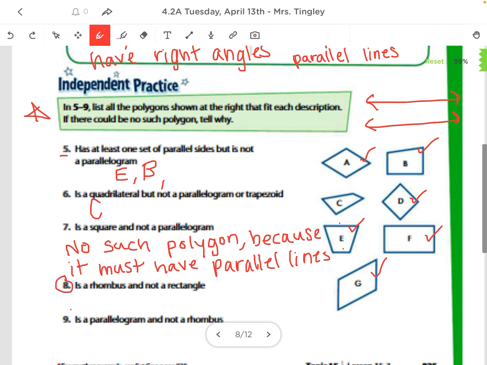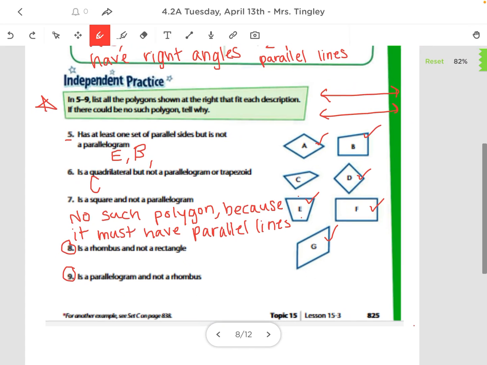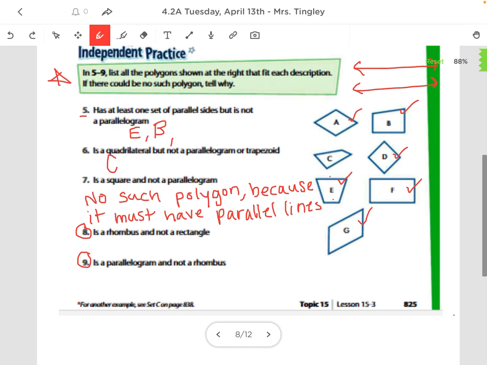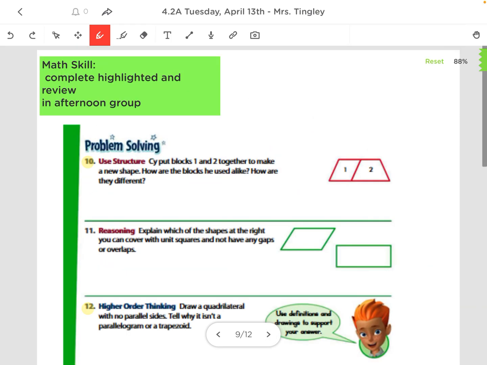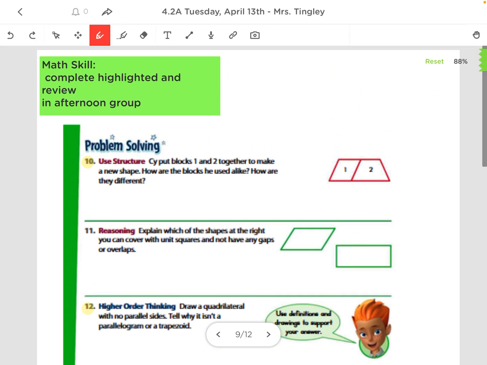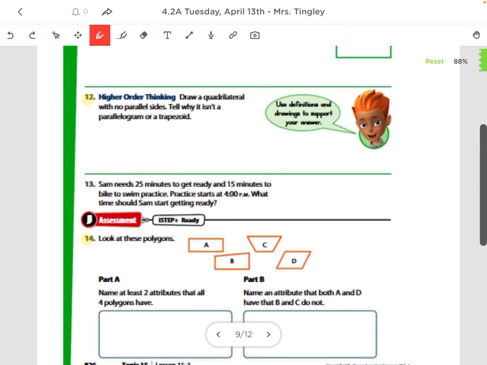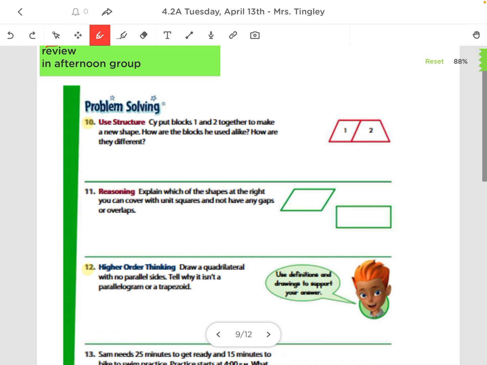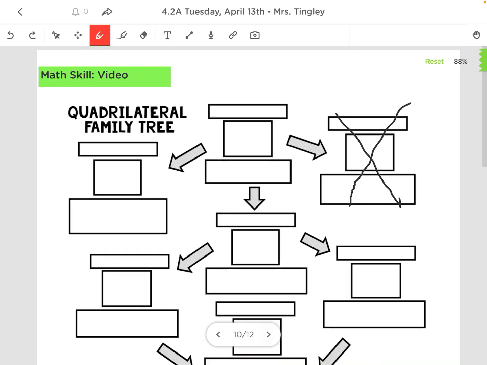You can pause if you need more time to write those out. Now number 8 and 9 you will do on your own. Is a rhombus and not a rectangle, or is a parallelogram and not a rhombus. Remember, if it cannot be true, tell why. Once you're finished with this page, there are 3 highlighted options on page number 9. Complete the highlighted and we'll review the rest in our afternoon meeting.